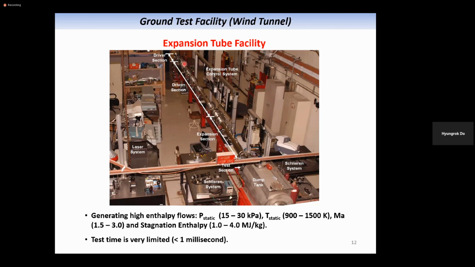a rapid pressure change. So the driver section has high pressure and the driven section has extremely low pressure. And due to the rapid pressure change, a shock wave will be produced. The shock wave produced at this location will propagate until the end of the driven section, and there is another thinner diaphragm. The diaphragm will be broken by the shock wave, and then the shock wave will propagate through the expansion section.